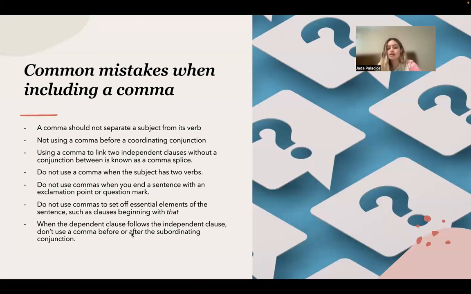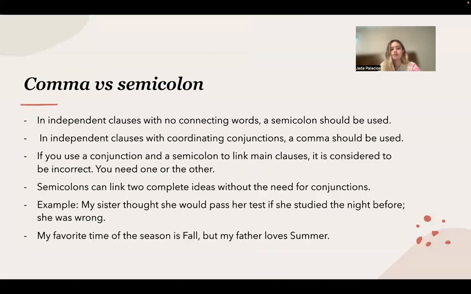So once again, this does have a dependent clause, like the sentence that I showed previously. As we can see, the subordinating conjunction was "because," but it does follow the independent clause, so it wasn't necessary to put a comma. So, comma versus semicolon. In independent clauses with no connecting words, a semicolon should be used. In independent clauses with coordinating conjunctions, a comma should be used, which is the main difference between a semicolon and a comma. With a semicolon, you do not need a coordinating conjunction, whereas with a comma, there usually is one involved.